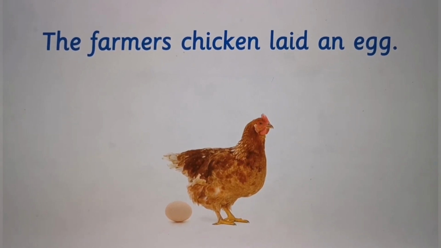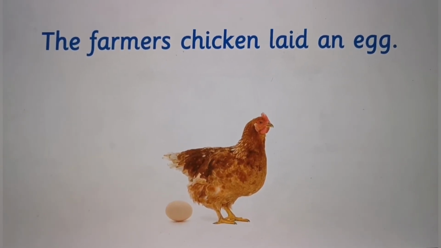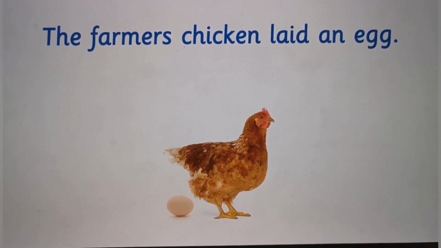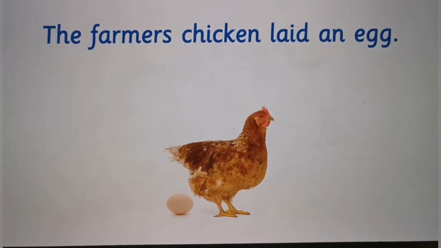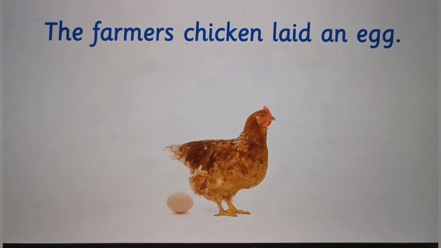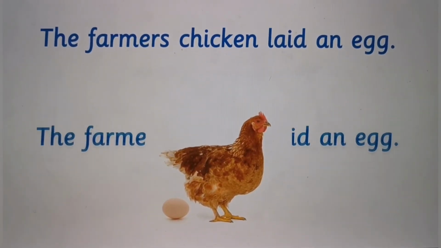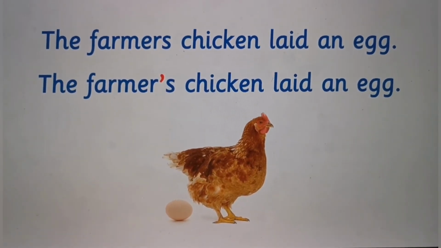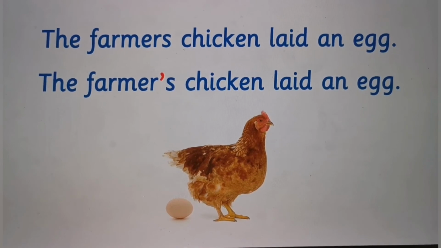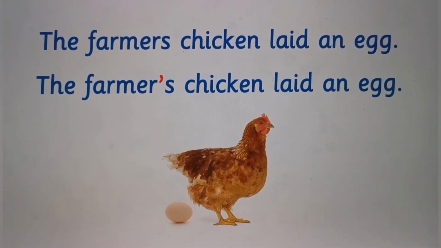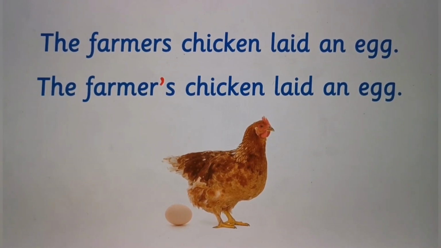Fabulous! Hopefully you had a go at this first sentence. The farmers chicken laid an egg. Now this sentence is not correct because the noun farmer is a singular noun. There's only one farmer. The chicken belongs to the farmer. Hopefully you wrote the farmer's chicken laid an egg with the apostrophe between the R and the S in the word farmers. Fantastic if you spotted where that apostrophe should have gone.